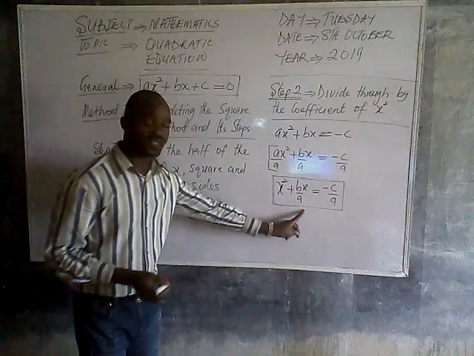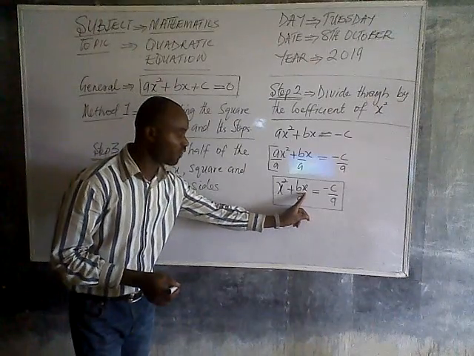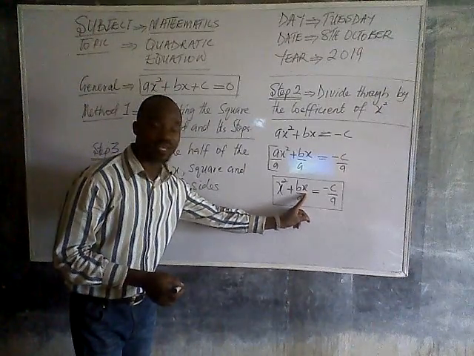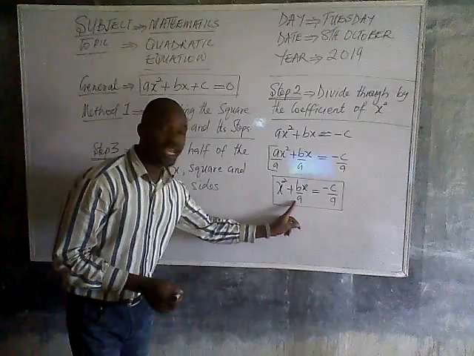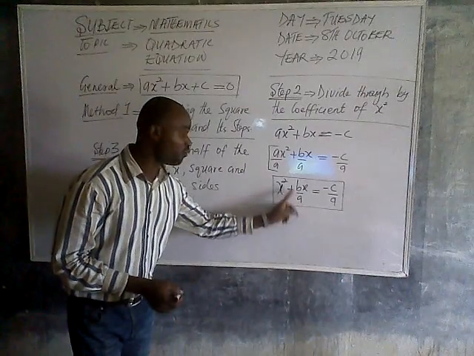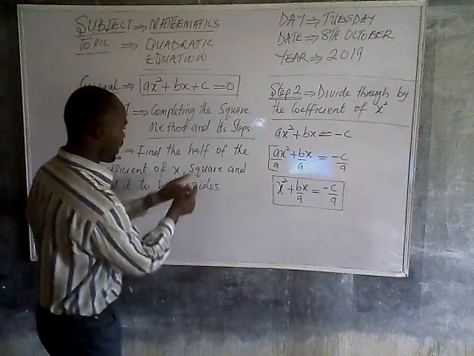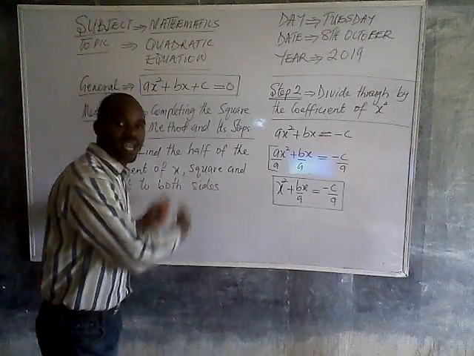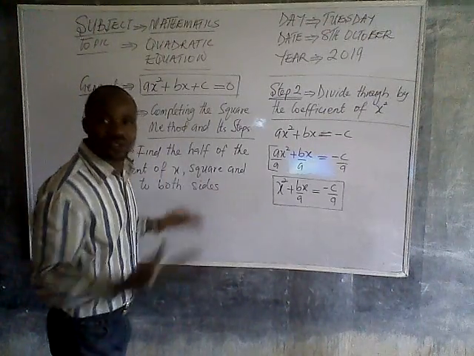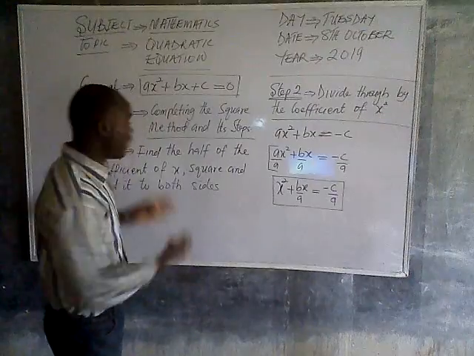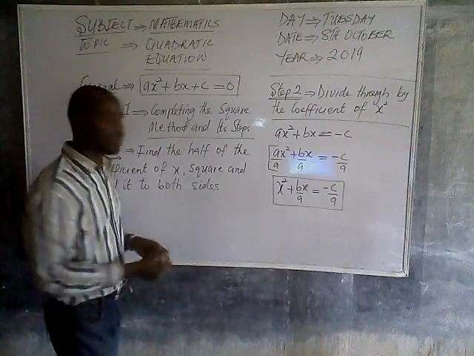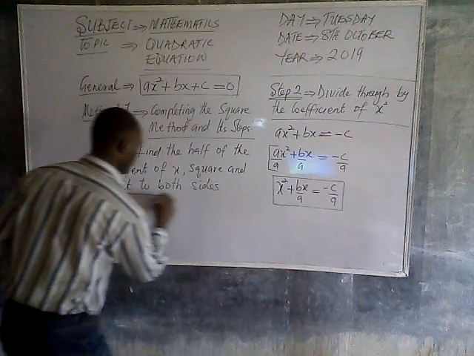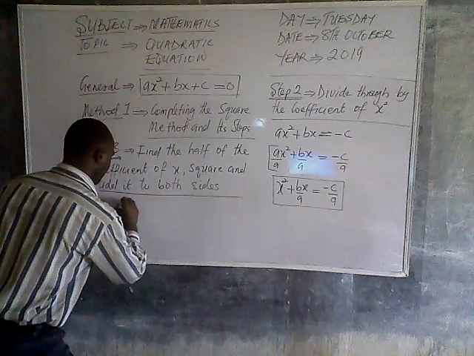We are going to build on this. To find the half of the coefficient of x: the coefficient of x here is b over a. We are going to find the half of b over a, square it, and then introduce it to both sides, both the left-hand side and the right-hand side, and we're done. Having done that, that means we have carried out the instruction on step 3.